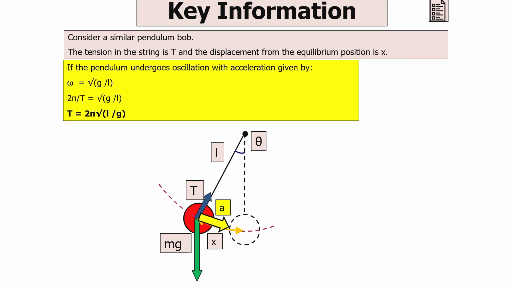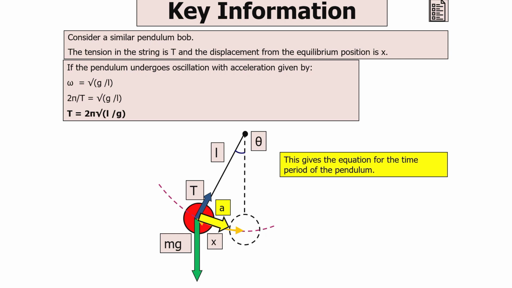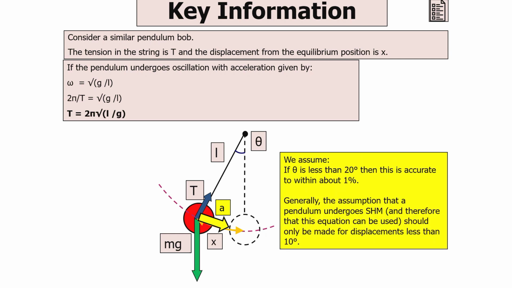We therefore also know that omega is equal to 2 pi over T, so we substitute that in, and we get T is equal to 2 pi times the square root of L over g. So we know that from the previous idea, omega is equal to 2 pi over T. Now this gives us our equation for the time period of the pendulum. Now remember, we assume that if theta is less than 20 degrees, then it's accurate to within 1%.